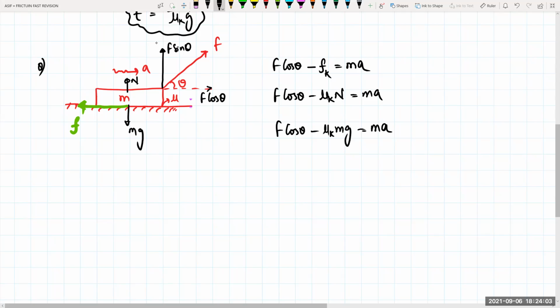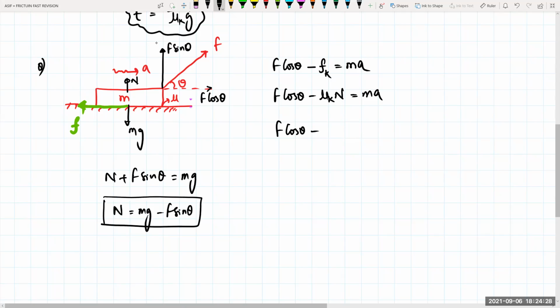Now the normal. Considering all the vertical forces, N plus F sin theta will be equal to mg. So N will be equal to mg minus F sin theta. This is your normal, so substitute it here: mu k into (mg minus F sin theta) equals m into a.